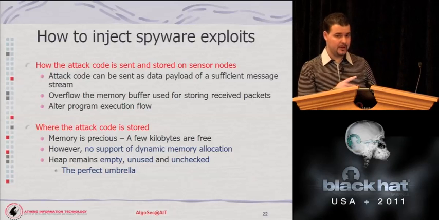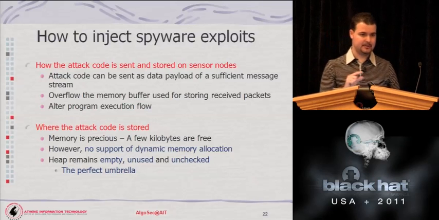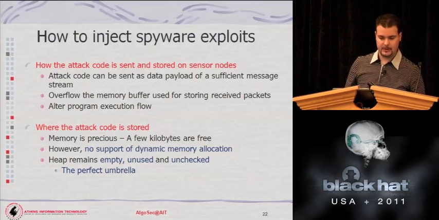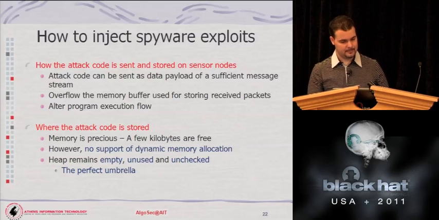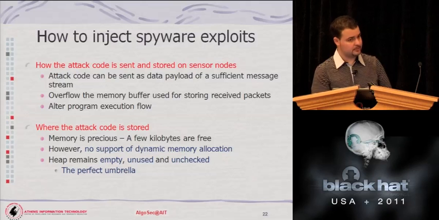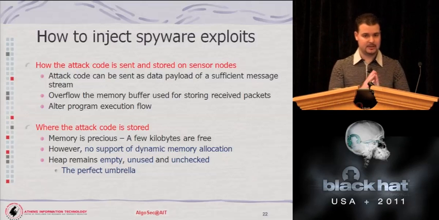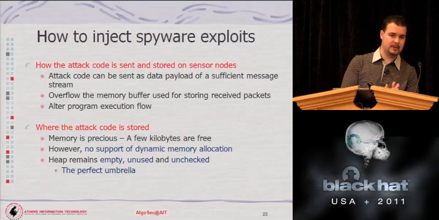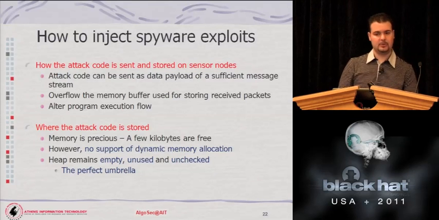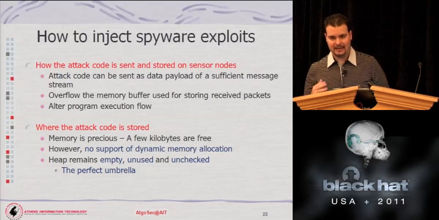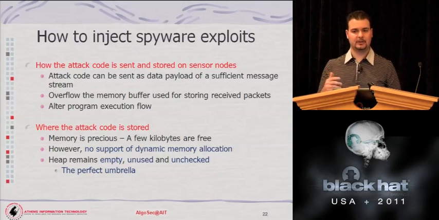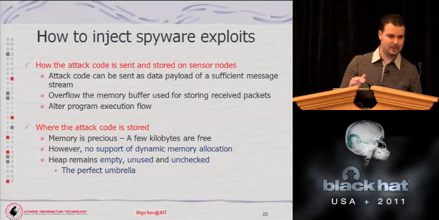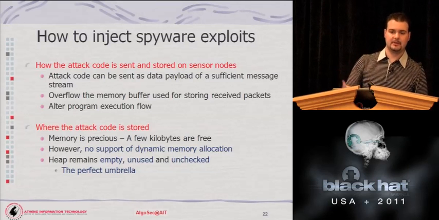Now, these are the two questions that are important for injecting such exploits in the sensor network: how the attack code is sent and stored on sensor nodes, and where the attack code is stored. For the first question, the obvious answer is that you can send it as the data payload of a message. However, in sensor networks, you cannot have unlimited payload inside the message. By default, this is 28 bytes. You can go up to 102 bytes, but this is as far as you can go. You cannot have bigger packets.